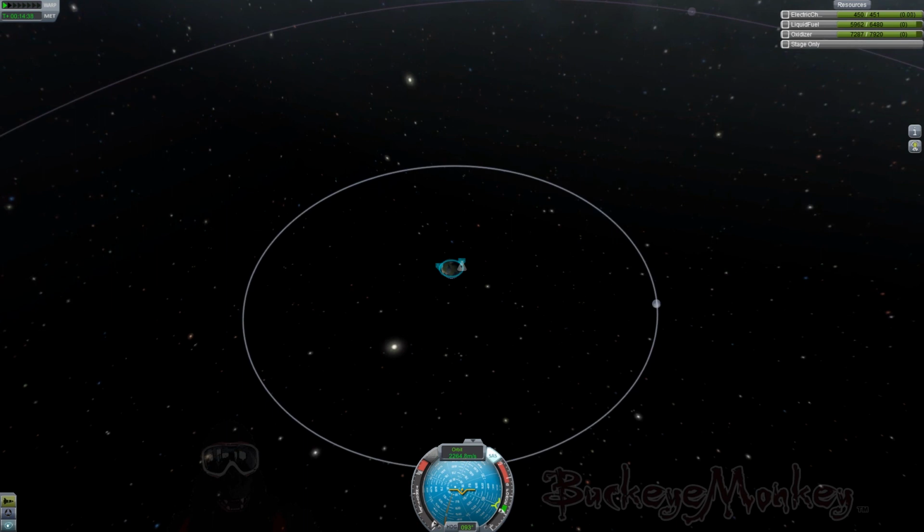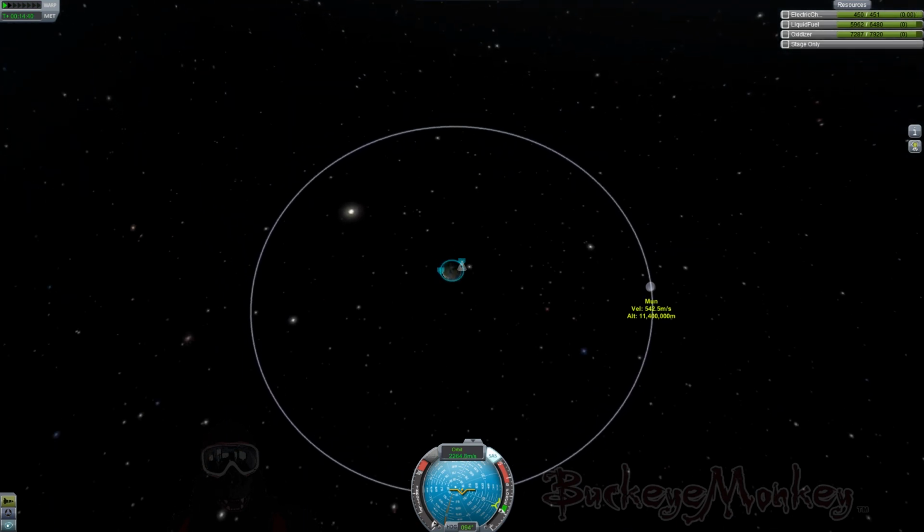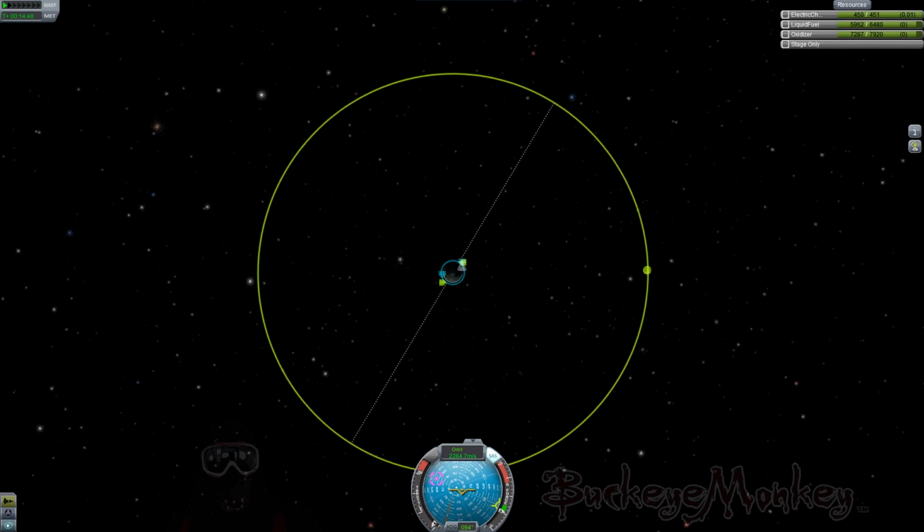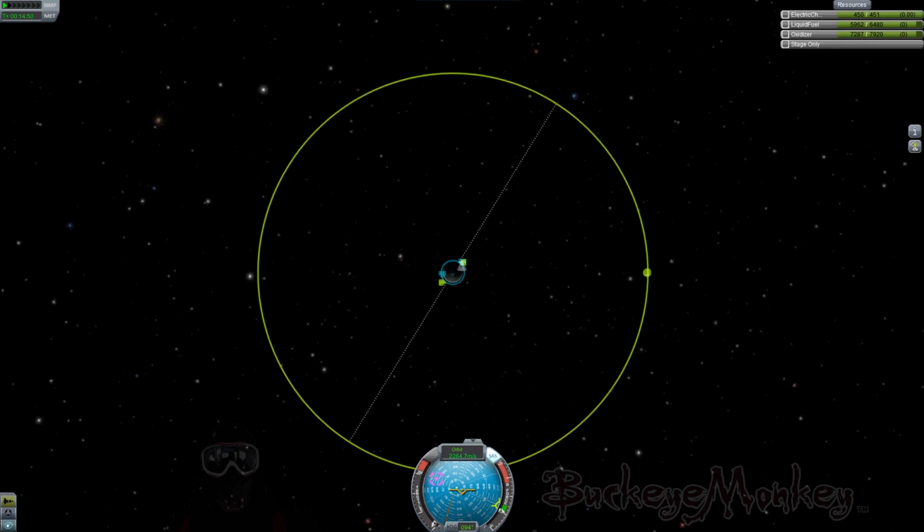Well, there you go. The navball and maneuver nodes explained, as promised. And in the next part, we are going to show you how to use all of these concepts in order to get yourself to the moon, land on the moon, and get back safely to Kerbin.